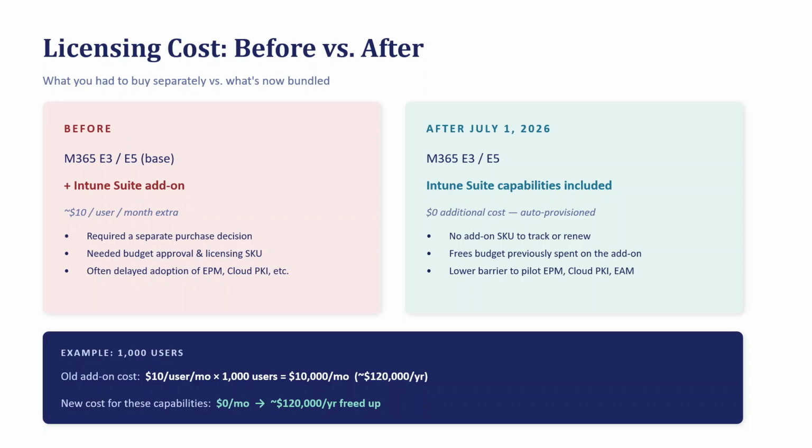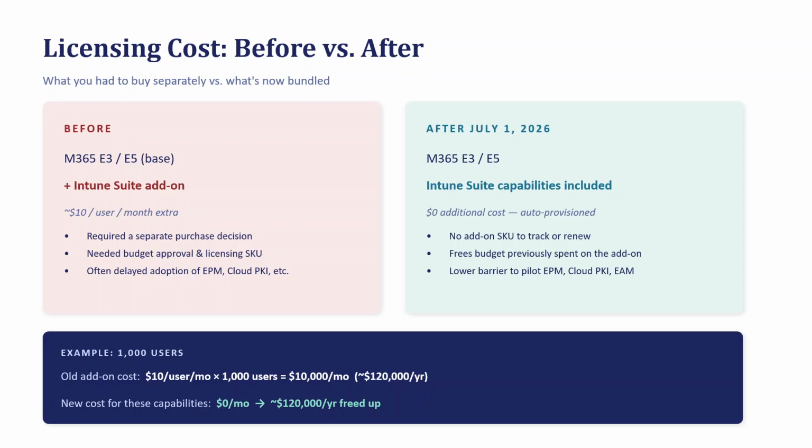After July 1st, E3 and E5 Intune Suite capabilities are included, zero additional cost, no add-on SKU to track or renew, freeing budget previously spent on the add-on, and lowering barriers to pilot EPM, Cloud PKI and MAM solution. So let's take an example.